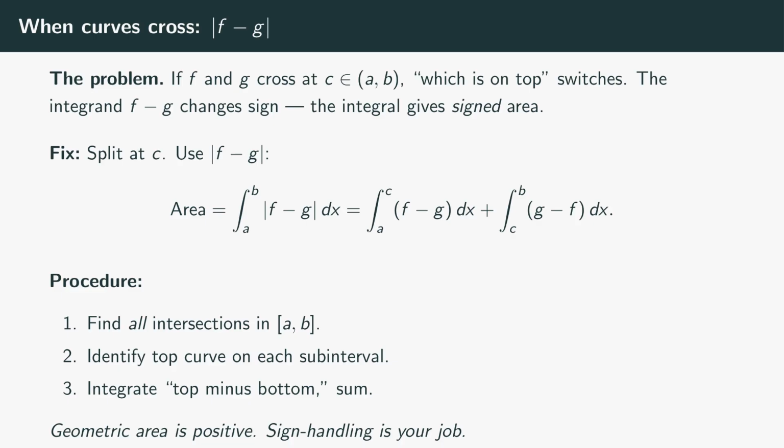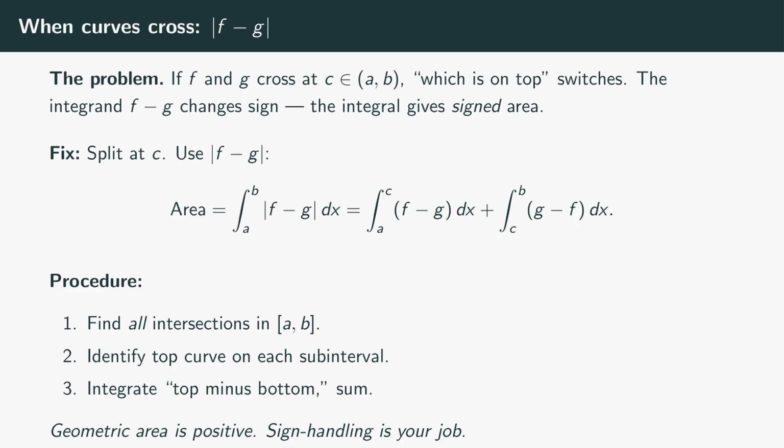In practice, you don't deal with the absolute value symbolically. You split the integral at every crossing. If f and g cross at c in the open interval from a to b, you split into two pieces, from a to c and from c to b. In each piece, you figure out which curve is on top, write top minus bottom, integrate, and sum the absolute values.